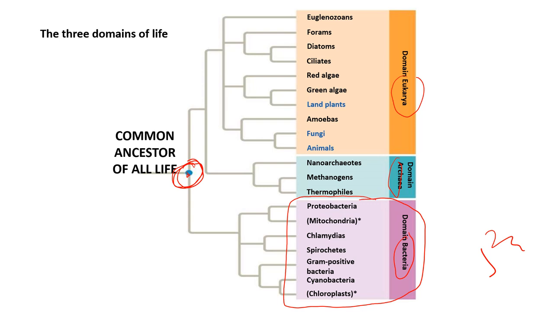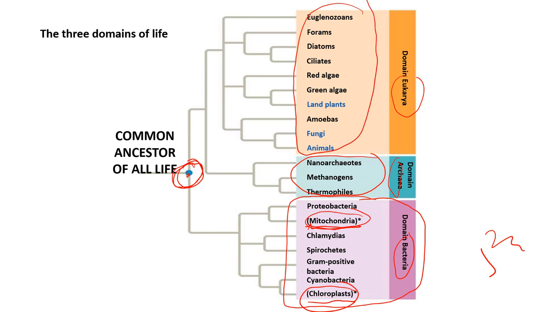So these are the organisms classified under the domain bacteria. If you look here, the mitochondria and also chloroplasts were originally proposed to be unicellular prokaryotes that entered into eukaryotes and then became the organelles within those cells, maintained today as mitochondria and chloroplasts. And then these are the organisms in the domain archaea, and these are the organisms in the domain eukarya.